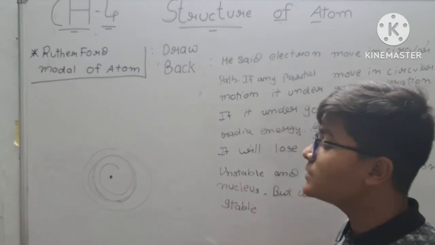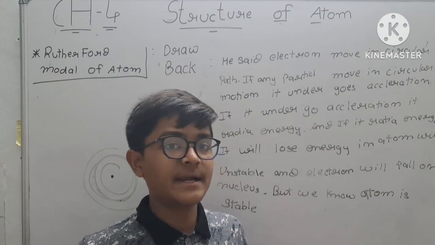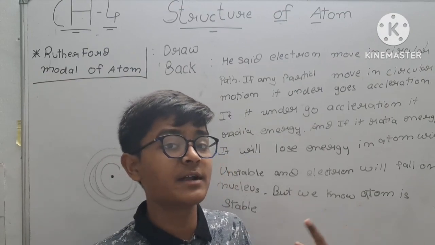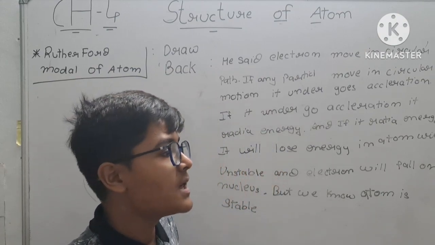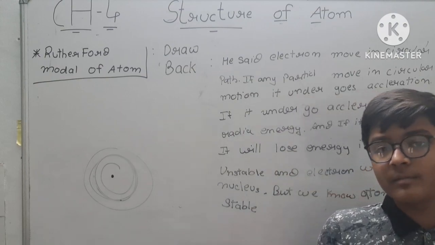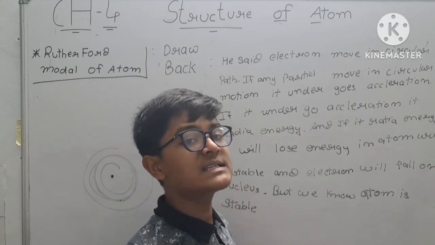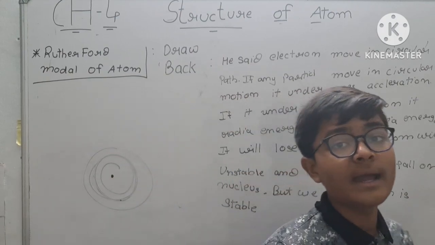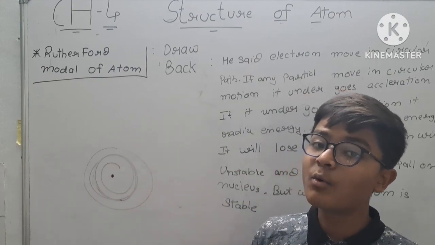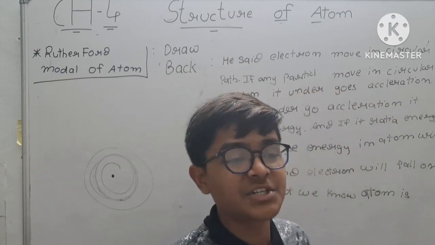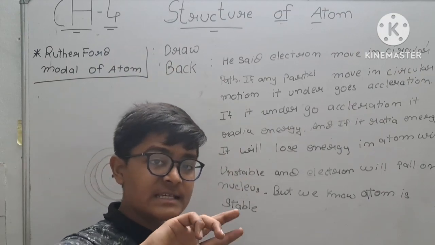Okay, students, we know that if an electron is revolving, it accelerates. If it accelerates, it radiates energy. If it radiates energy, it will lose energy and fall on the nucleus. So the atom would be unstable, and it would not exist. But we know that the atom is quite stable. So this is the drawback, and this drawback was completed by Bohr's model of an atom. Bohr's model of an atom corrected the statement which was wrongly given by Rutherford. Okay, we will see it in the next part.